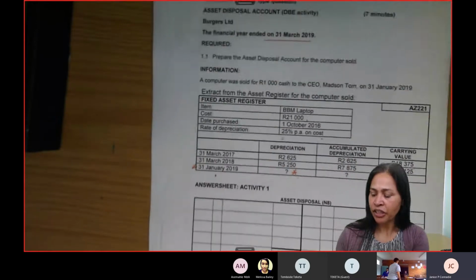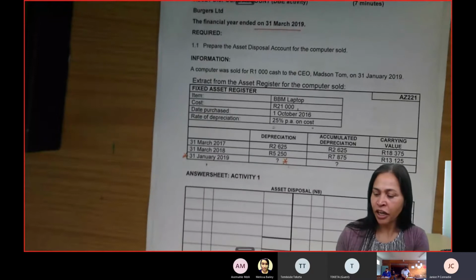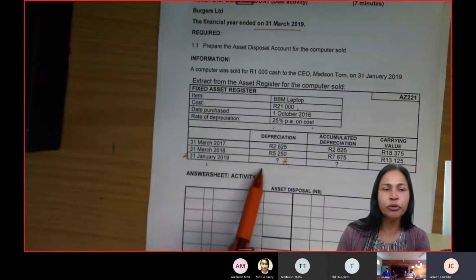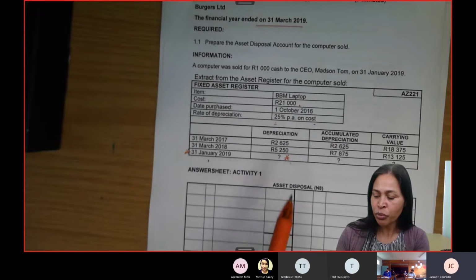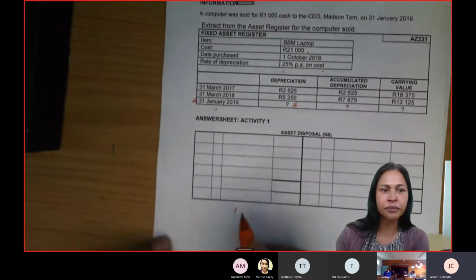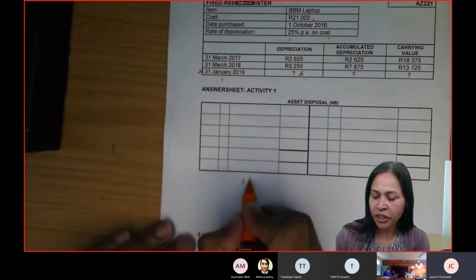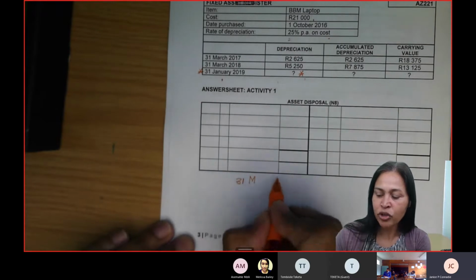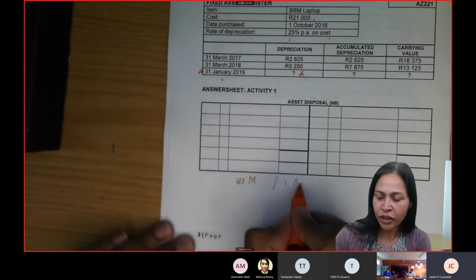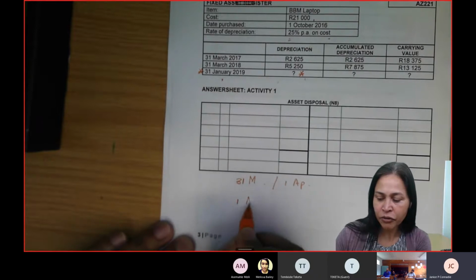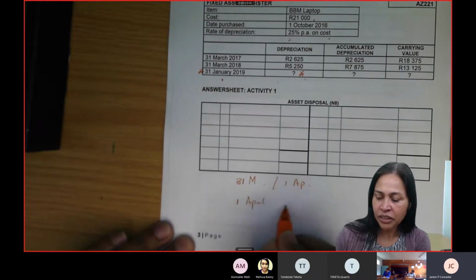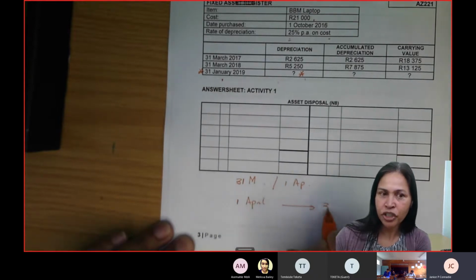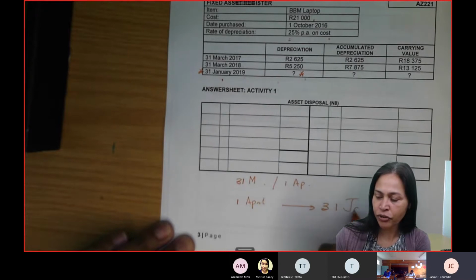So I'm going to do the calculations underneath. Now, again, I ask you to calculate only the depreciation for me on the 31st of January. So what is important, I'm going to start off with my financial year. My financial period ended in March. That means it would have started on the 1st of April. So from the 1st of April up till the date of sale, which is the 31st of January.